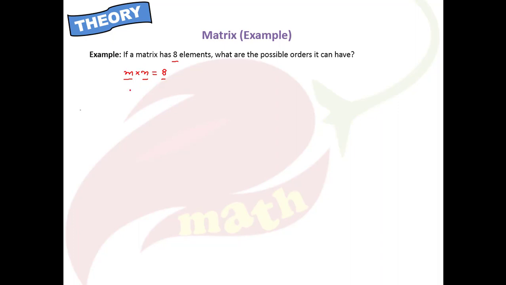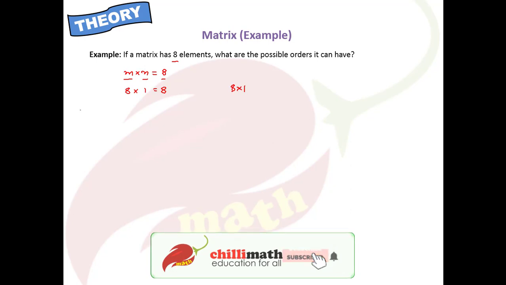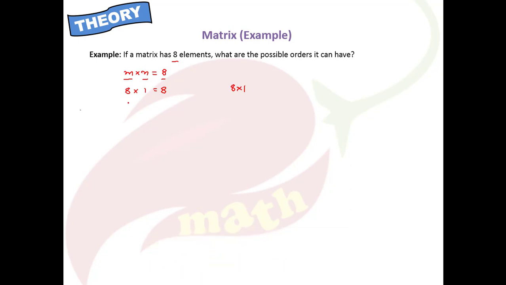Let's start with 8. If m is 8, then n should be 1, so that their multiplication is 8. So first possible order of a matrix is 8 by 1. 7 is not a factor of 8. 6 is not a factor of 8. 5 is not a factor of 8. 4 is a factor of 8. So we write 4. 4 into 2 is 8. So other possible order is 4 by 2.